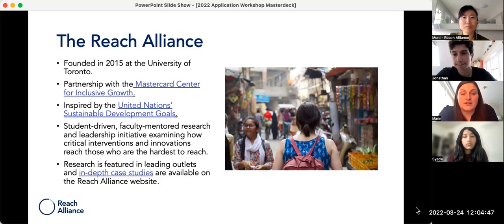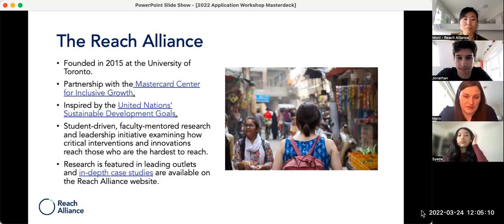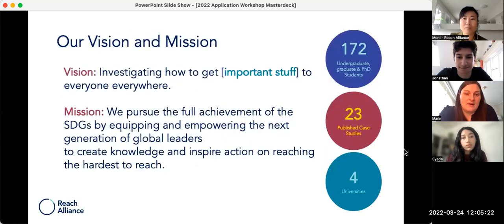At the core, what we are is a student-driven, faculty-mentored research and leadership initiative. And as I've already alluded to, we're really focused on examining how critical interventions reach those that are hardest to reach. So we're less interested in standard development programs, but really focused on those initiatives that are getting to that last mile, that last 10% or 2% of people with an essential good and service. Our research has been featured in many leading outlets. You can see our publications and other knowledge products on our website, as well as our case studies, which are also available on the website.